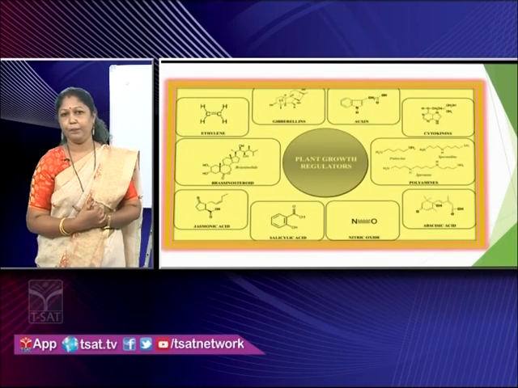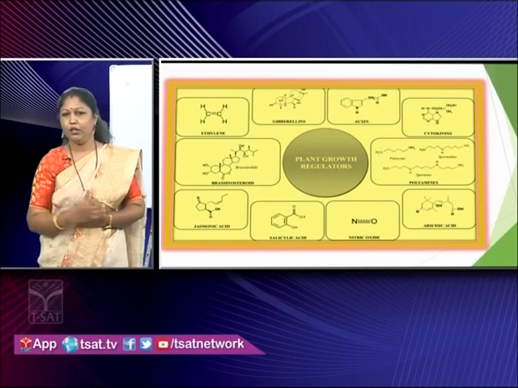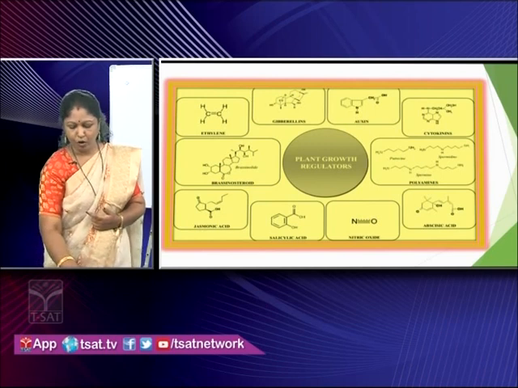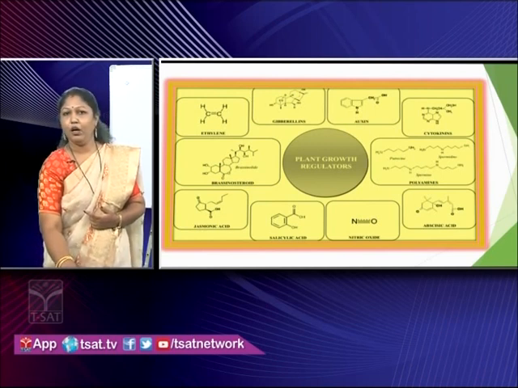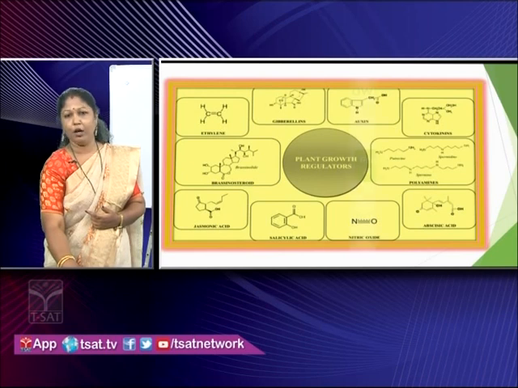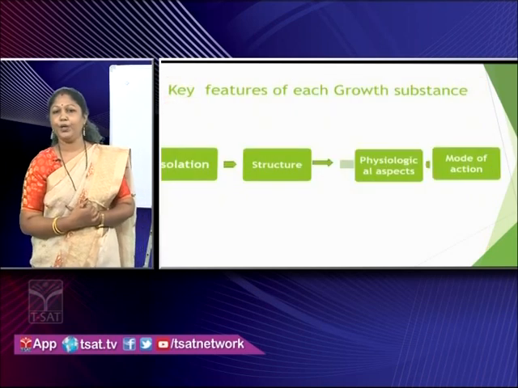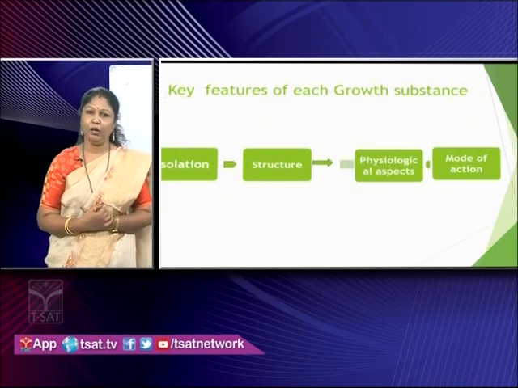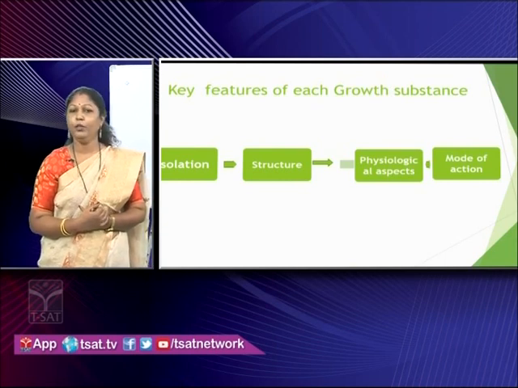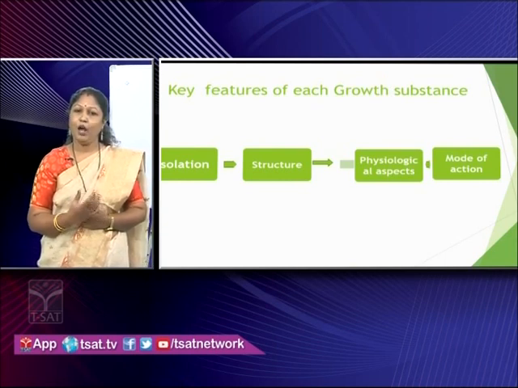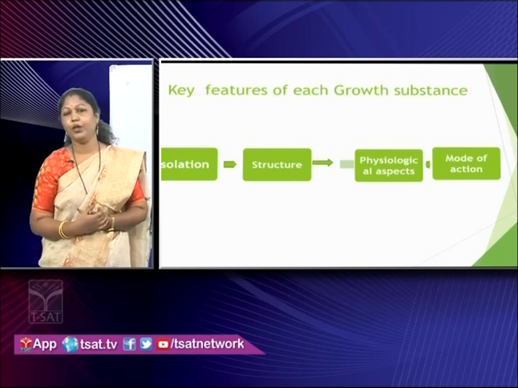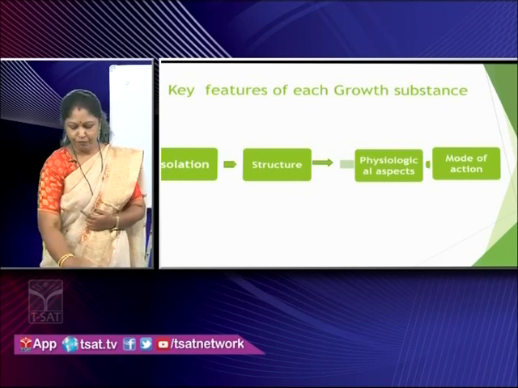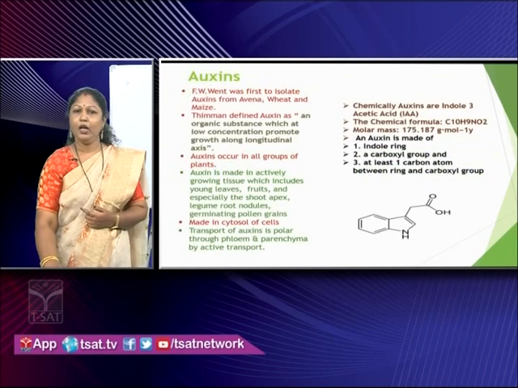So, among the promoters, growth promoting plant regulators are auxins, cytokinins, gibberellins and brassinosteroids, whereas inhibitors are primarily ethylene and abscisic acid. So, these are the chemical structures of the plant hormones, a few of them of course. You can see that they are almost all ringed structures, phenolic compounds, aromatic compounds, and now let us look into each of them. When I deal with each of the phytohormones, we will focus on how it was isolated, what is its structure, what are its physiological aspects and what is its mode of action. Now, first we will begin with the auxins.